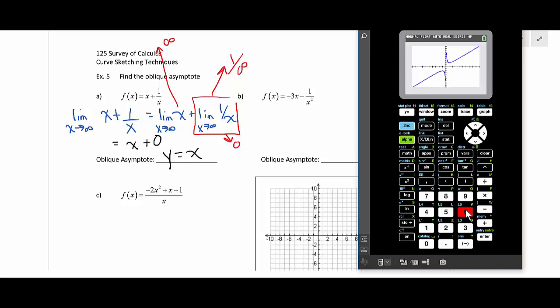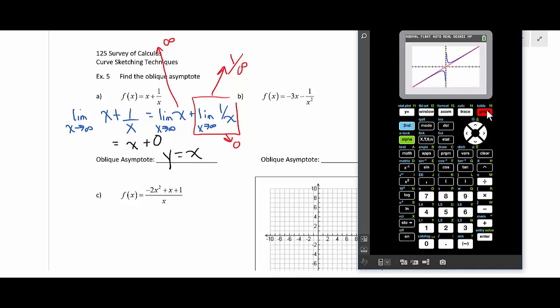Now the other thing I want you to do is put in y equals x. And this will help you see this, I think, real clearly on this example. So just go to y2 and put in x. And then go ahead and graph that. Just regraph that. And what you're going to have is your function.